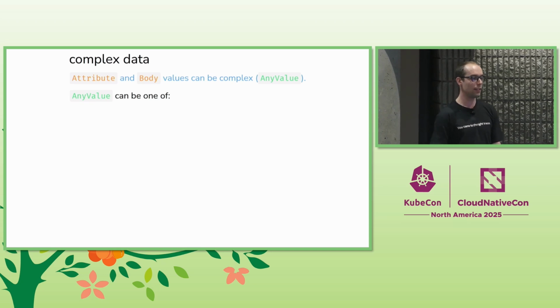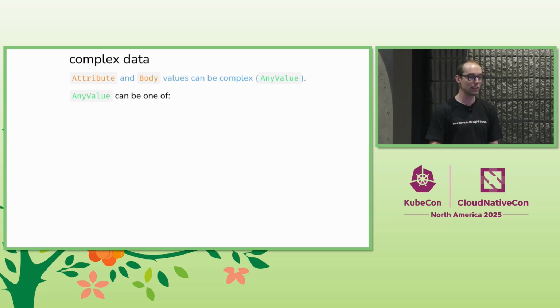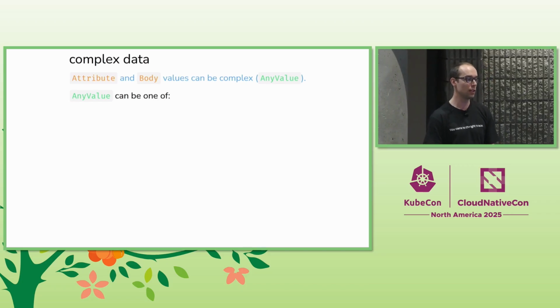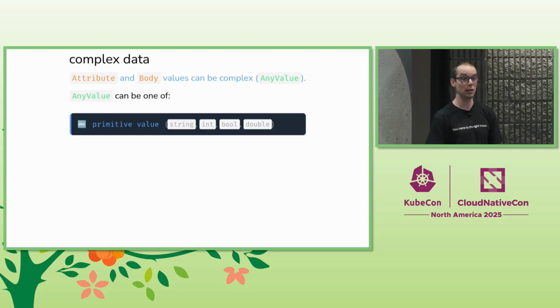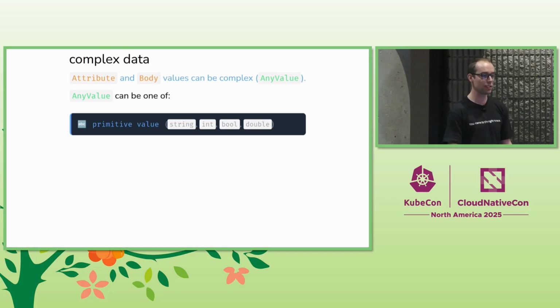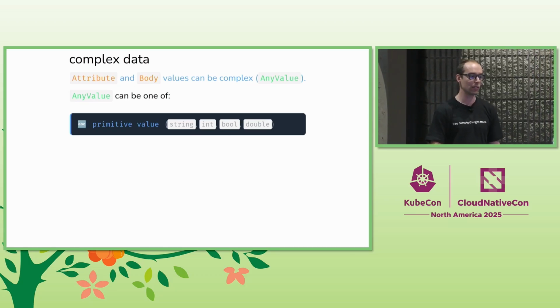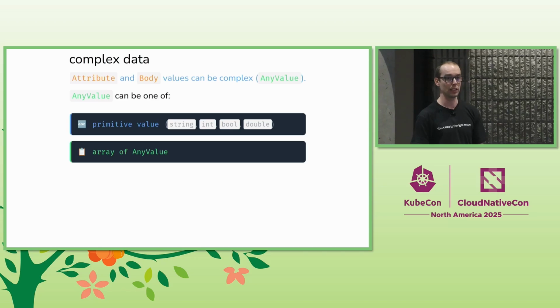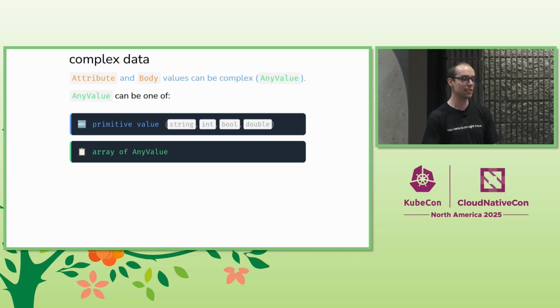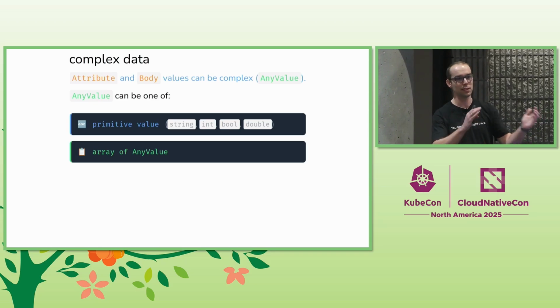And the interesting thing is that the attribute body can be complex. So there is a notion, a term called any value, which describes that the value of an attribute or body can be any of: a primitive value, so there's nothing magical here, a string, integer, boolean, double, but it can also be an array of any value. An array of any value doesn't mean an array of integers, it means that each element of the array can be of a different type.